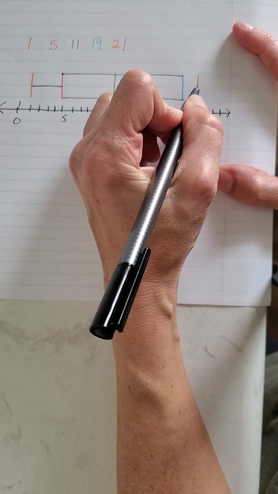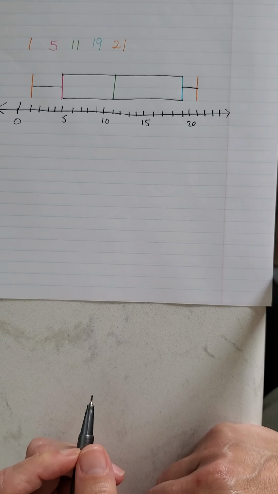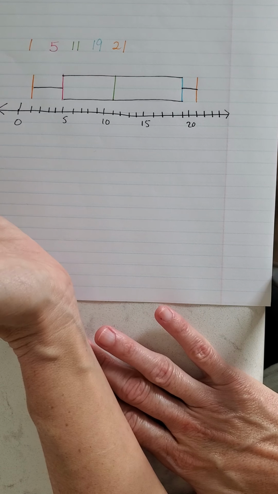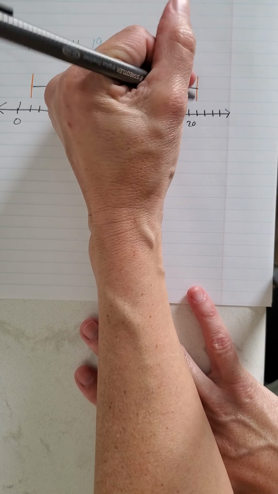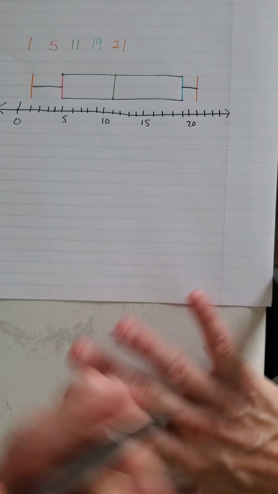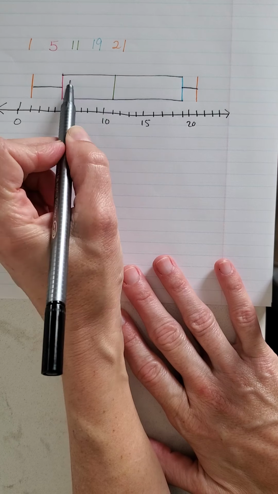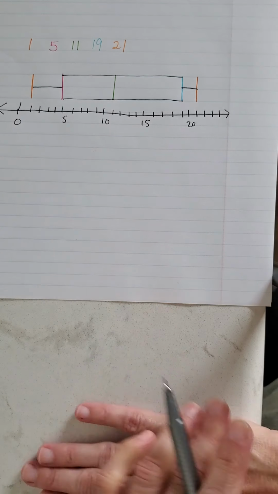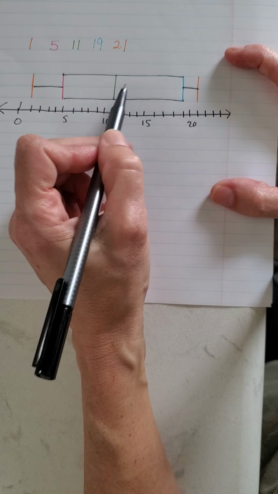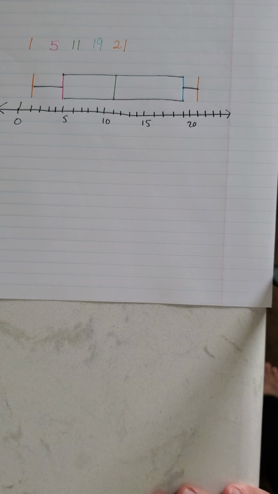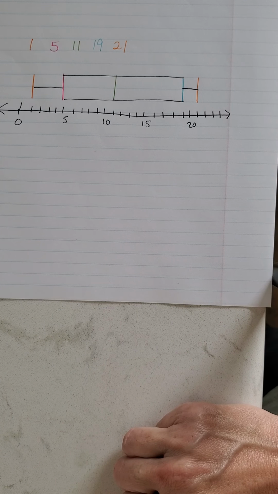And I draw my whiskers. This is a short little whisker. If I was to look at this, I would know that, let's say this was like quiz scores, I mean that 25% of people were all in this little area here, and 25% are in here, and 25% here, and 25% here. What that tells me is that all of these scores were really close together, and these were really spread out. That's basically what that tells me.